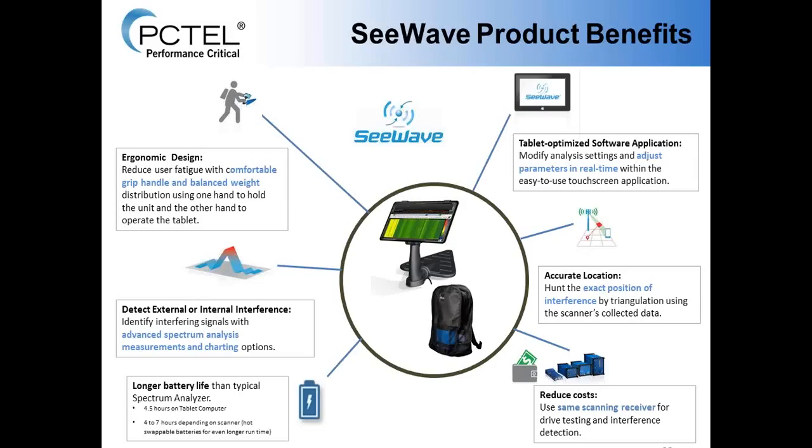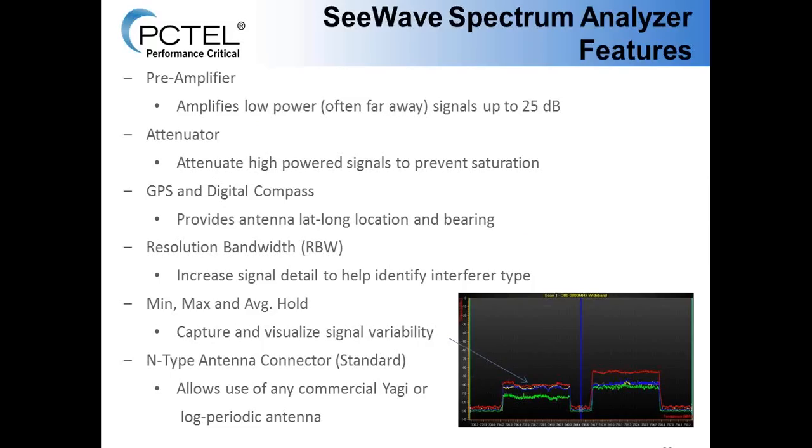I would now like to walk into the spectrum analyzer benefits of this system. Compared to a traditional spectrum analyzer, it has all the features that you'll find in a traditional spectrum analyzer as well. First thing, we have an inbuilt preamplifier within the host handheld platform. If your interfering source is pretty far away and very low power, it will amplify these signals by up to 25 dB, so you can easily look at the source and it doesn't get lost in your other signals.